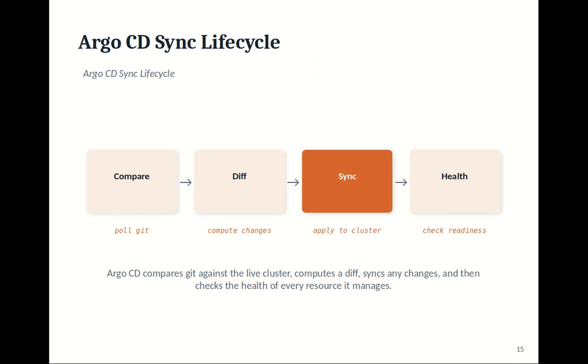ArgoCD sync lifecycle. Poll Git. Compare: compute changes, the diff. Apply to cluster: sync. Check readiness: health. ArgoCD compares Git against the live cluster, computes the diff, syncs any changes, and then checks the health of every resource Git manages.